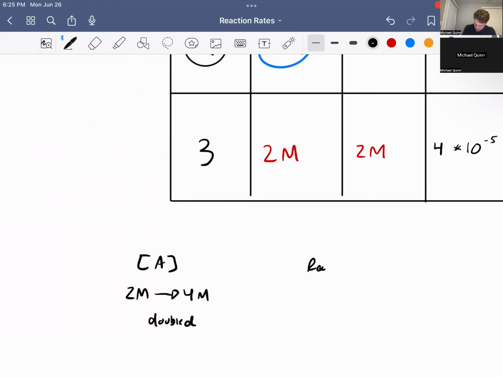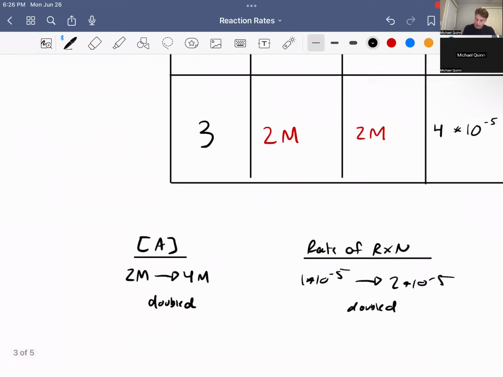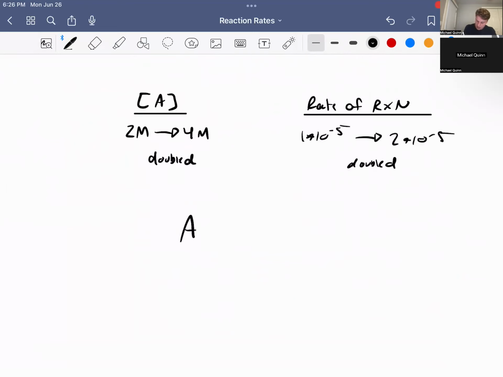And the rate of reaction went from 1 times 10 to the -5th to 2 times 10 to the -5th, which also doubled. What this means is that A is first order.